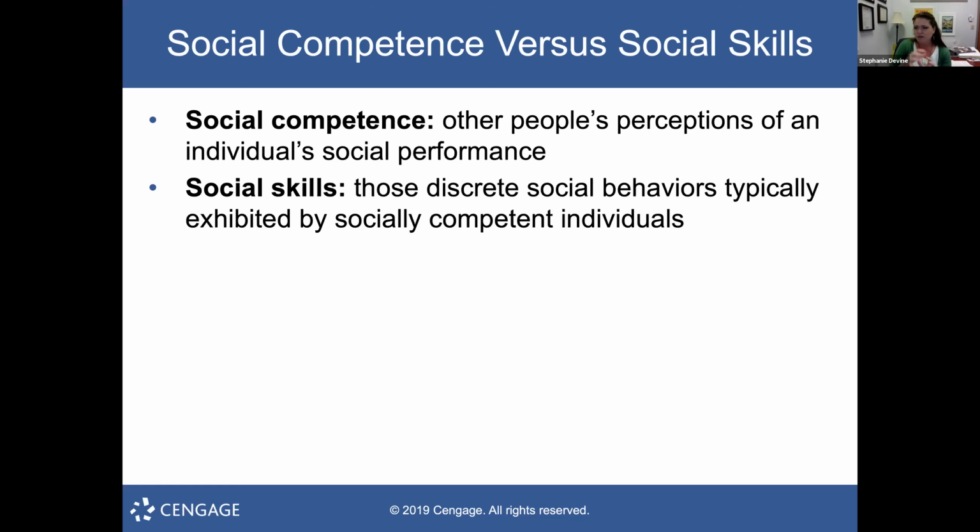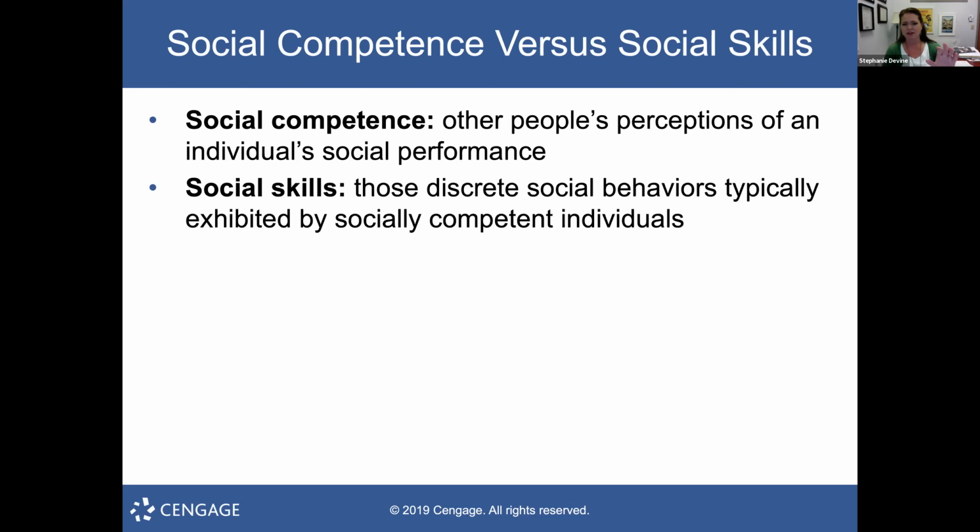Social skills are those discrete social behaviors that are typically exhibited by those who are considered socially competent. So things like, and this will vary by culture or even region, which is related to culture in general, but things like eye contact or maintaining eye contact, being able to ask relevant questions, greet others or respond to greetings from others, being able to play with others, maintaining appropriate personal space, which again can change based on the region you live in and the area's culture.